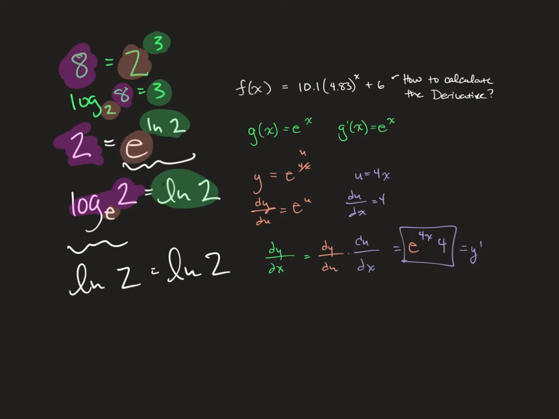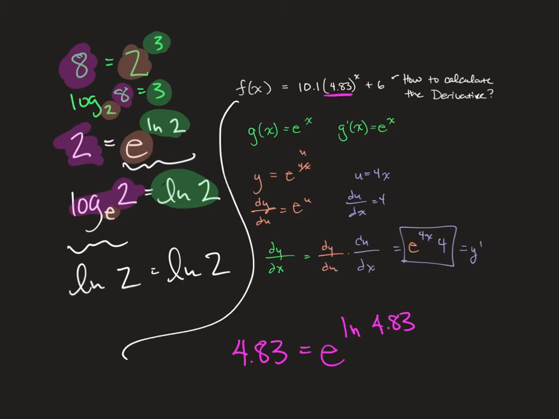Okay, so we know that. So I could rewrite this thing right here. 4.83 is the same thing as e to the natural log of 4.83. And that's really how I'm going to get everything, because I can rewrite my whole function here as f of x is equal to 10.1 e to the natural log of 4.83x plus 6.